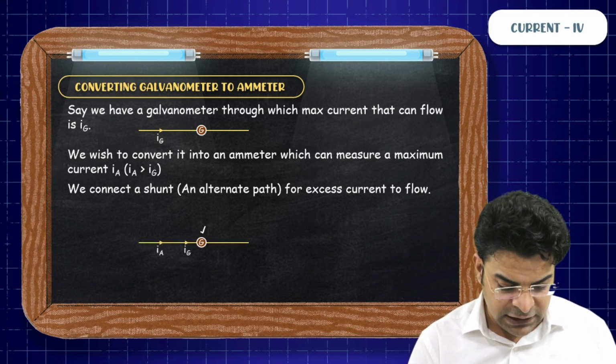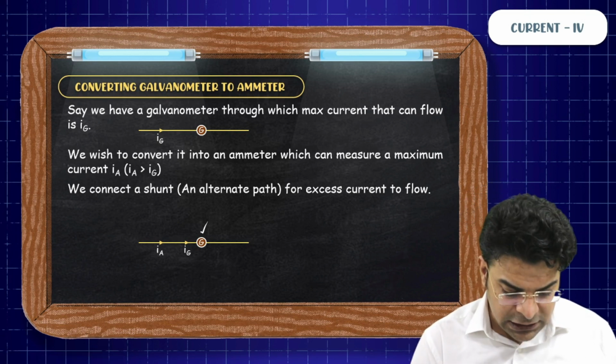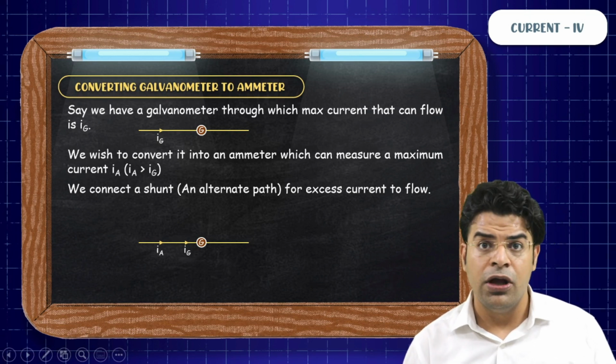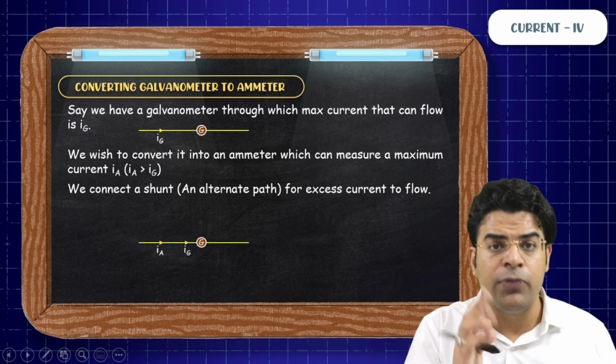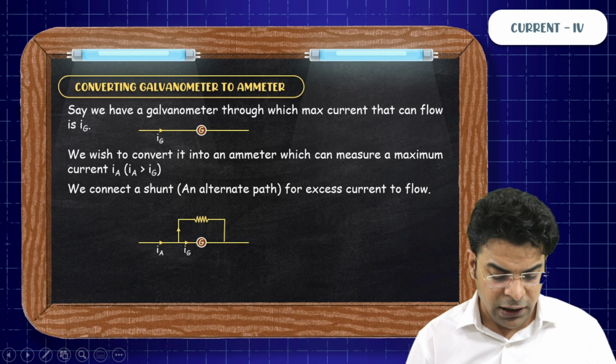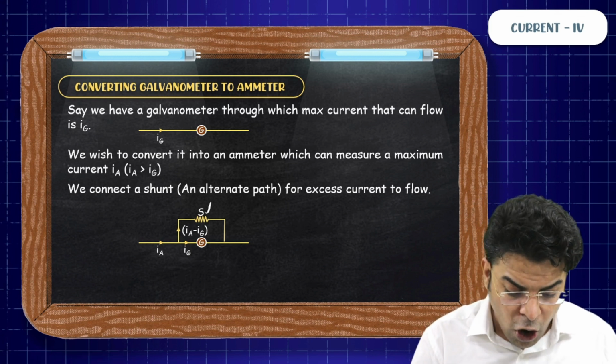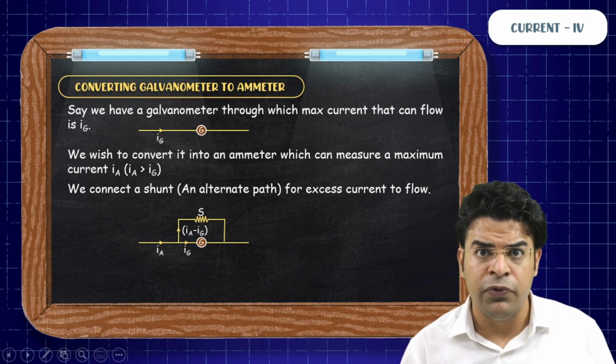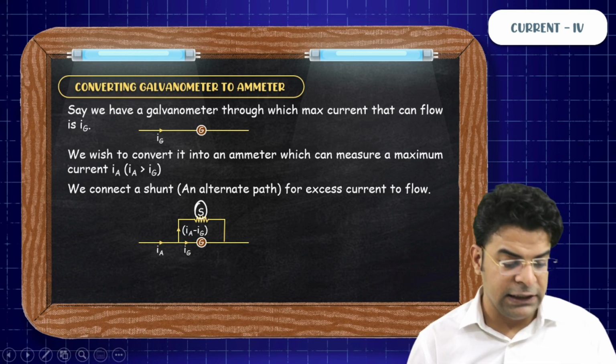So let's say this is our galvanometer through which the maximum current that can go is Ig. But we wish to measure a maximum current of Ia, the current that can be measured by the ammeter. So we attach an alternate path which is called shunt. Let's say the shunt resistance is S.